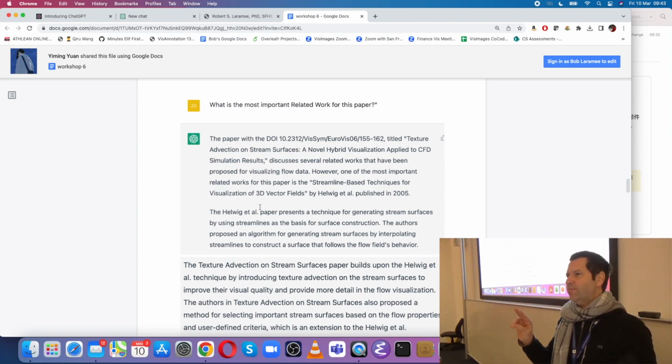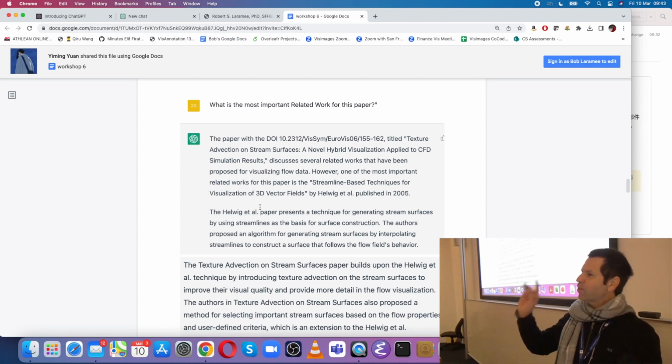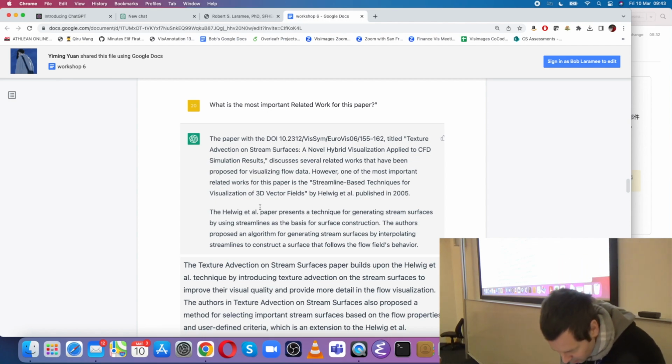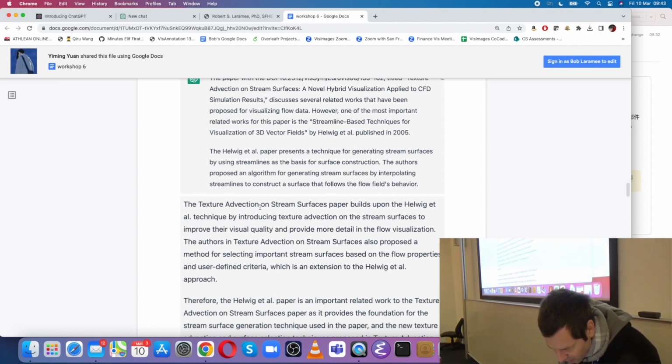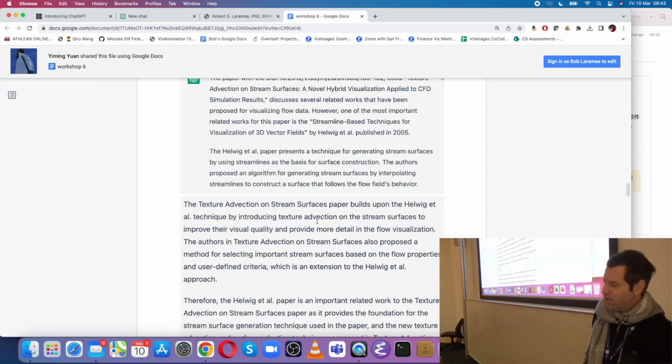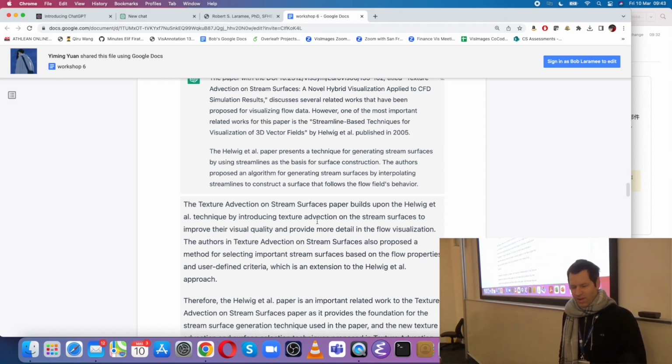There are two previous papers in this case, but there's one that's really the most important. And it's just called image space advection on surfaces. That's the most important previous one. So this is really interesting. This is actually incorrect. You would get points again. I don't know what points I would give you. I guess I would give something between 50 and 60, because it is related, it's just not the correct related work.